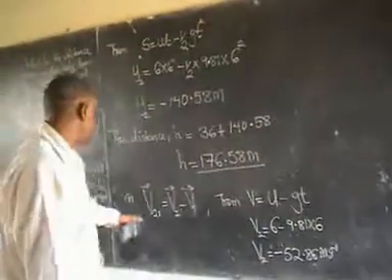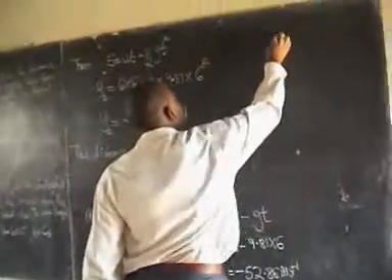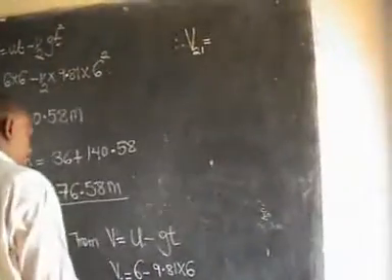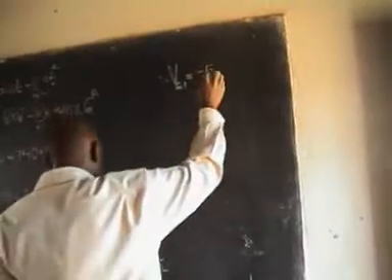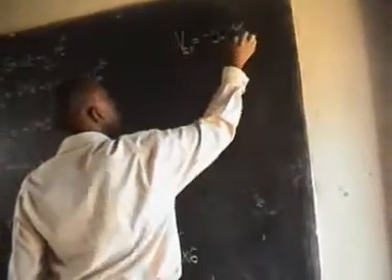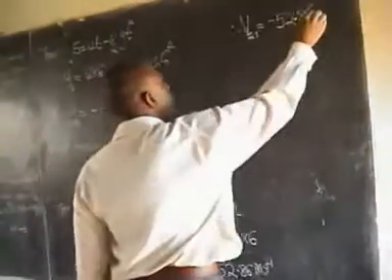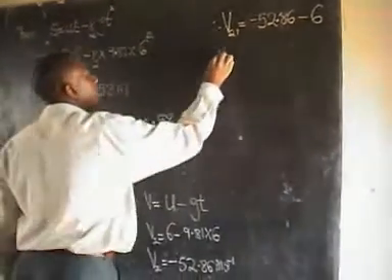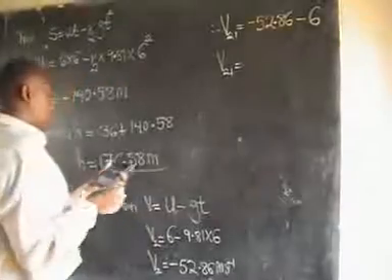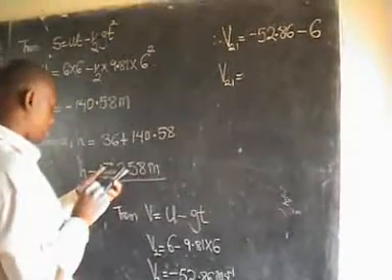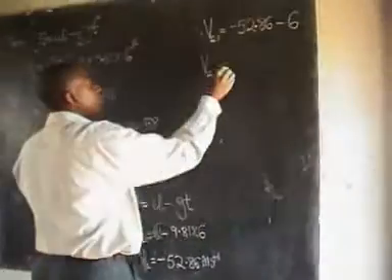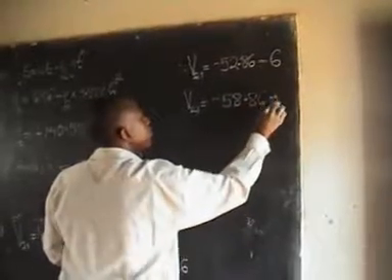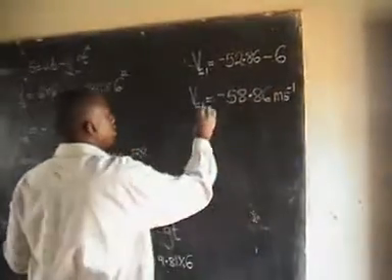So by substituting in the equation for calculating the relative velocity of the orange relative to the lady, v2 is negative 52.86 minus v1, which is 6. When you simplify, you get negative 58.86 meters per second as our answer.